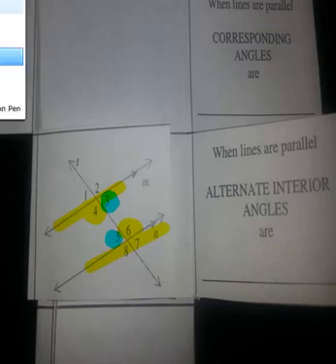Okay, go ahead and open up your next flap where it says alternate interior angles are. And let's identify our alternate interior angles. Remember, they're interior, so they're in between lines M and N. Here's lines M and N. So they're interior and they're on alternating sides of this transversal. An example would be angle 4 and angle 6, and another set would be angle 3 and angle 5. The relationship that's special when these lines are parallel is that alternate interior angles are also congruent.